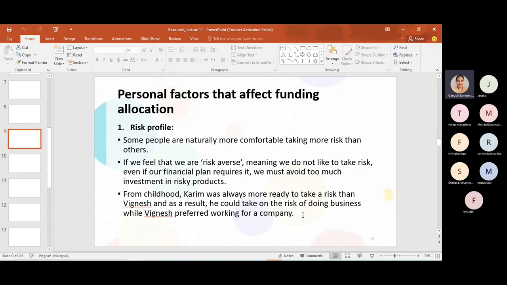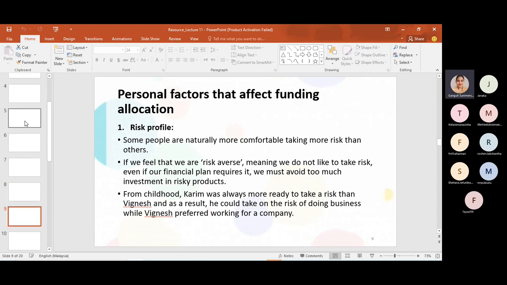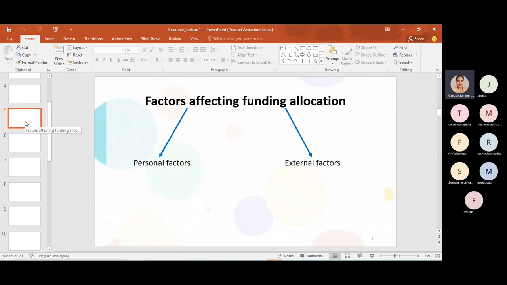Okay, so now we are going to talk about the factors that affect funding allocation. Funding allocation means allocating your money, allocating your funds. Whatever funds you get from your sources, you allocate for different purposes of the company, right? So there are certain factors that affect this allocation process, and we are going to learn about those factors.